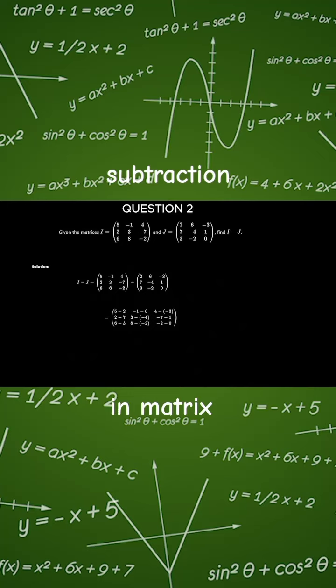Now let's move to the second column. So you'll be having minus 1 minus 6, and you have 3 minus bracket minus 4. Then you'll be having 8 minus bracket minus 2. So on the last column, you'll be having 4 minus bracket minus 3. You have minus 7 minus 1, and minus 2 minus 0.